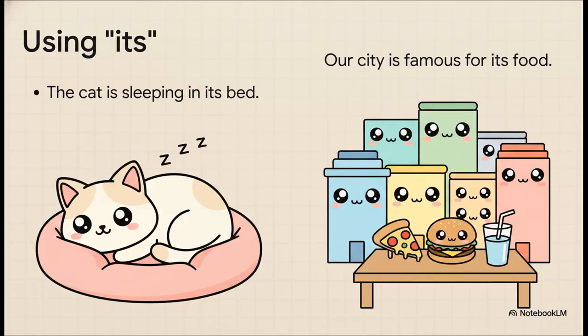Now, what about for animals or things? For that, we use its. You have to be super careful with this one. Look, there is no apostrophe. When we're talking about belonging, it's just its. For example, the cat is sleeping in its bed. Or our city is famous for its food.